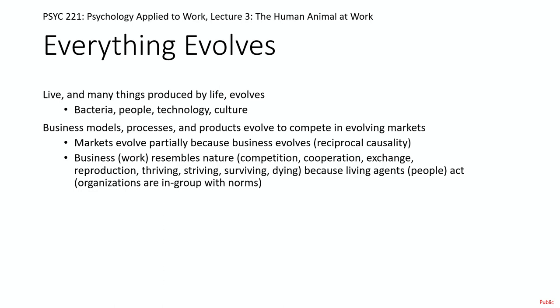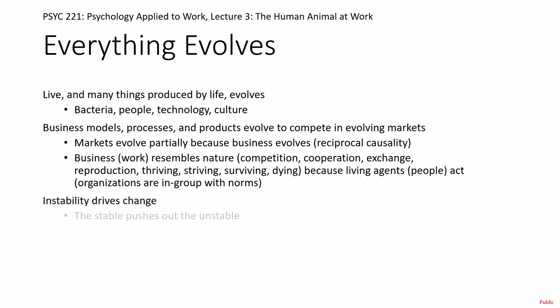That the business itself, or the work, has a lot in common with non-human elements of nature. So you've got competition and cooperation, you've got exchange, you've got reproduction. People copy businesses, people copy business models. You've got things trying to survive, you have businesses that die, you've got different elements of thriving, you've got success hierarchies within business, and it's because it's full of living agents, because there's people and they're acting. And when you get a bunch of living agents in an organization and have them act, that organization itself will manifest things similar to the agents themselves.